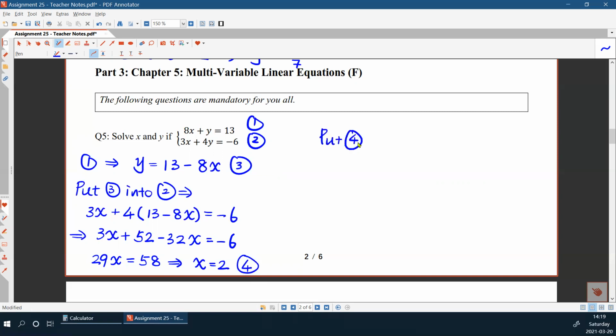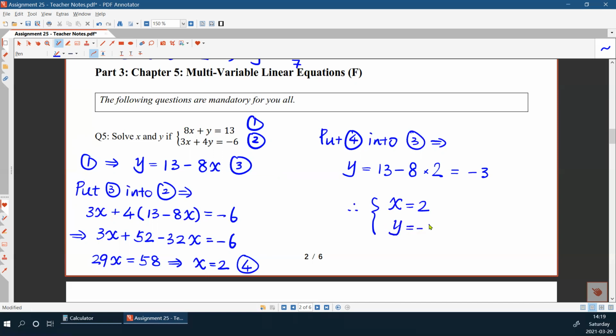Then we can put equation 4 into equation 3. And in that way, you can directly solve y equals 13 minus 8 times x. x is 2, right? So 13 subtracted by 16, which is minus 3. Now you can make the conclusion. x is 2 and y is minus 3. This is our final solution. Okay, any questions?